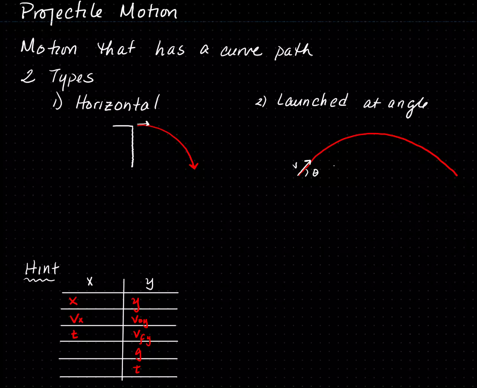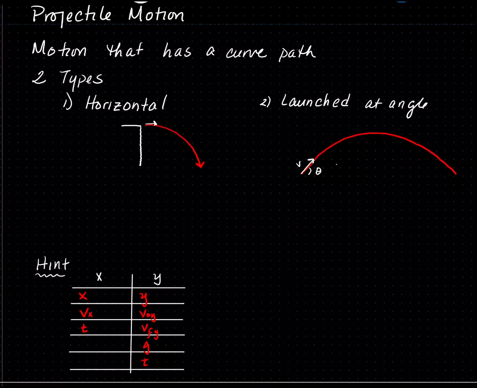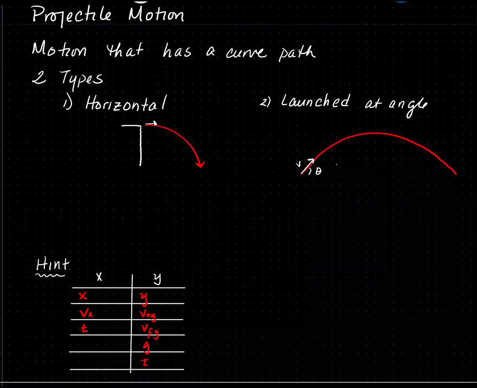Projectile motion is motion that travels in a curved path. There are two main types: objects that are thrown horizontally or objects that are launched at an angle. You will still be using the 4 kinematics equations from 1D motion.